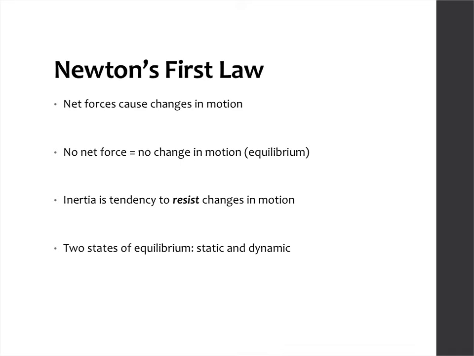Net forces cause changes in motion. So if you have a net force that's not 0 newtons, then you do have an acceleration. But if you have no net force, where net force is equal to 0 newtons, then you have no change in motion. That means 0 newtons means 0 acceleration. And the object is in what we call equilibrium. It's a state called equilibrium where all the forces are balanced. Everything cancels each other out. They account for each other. They counteract each other.